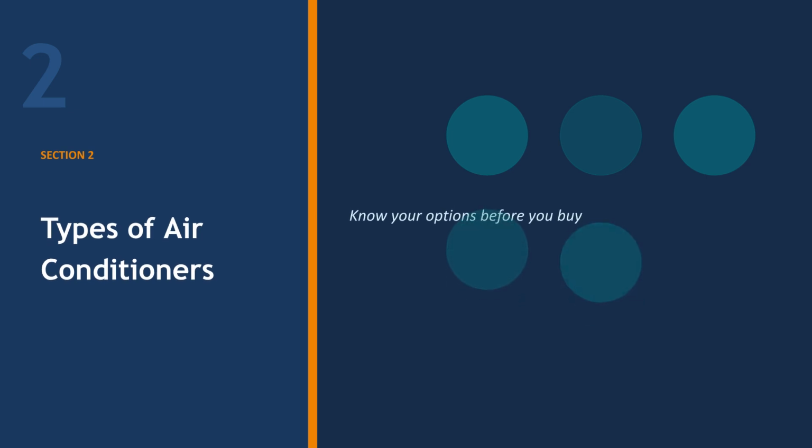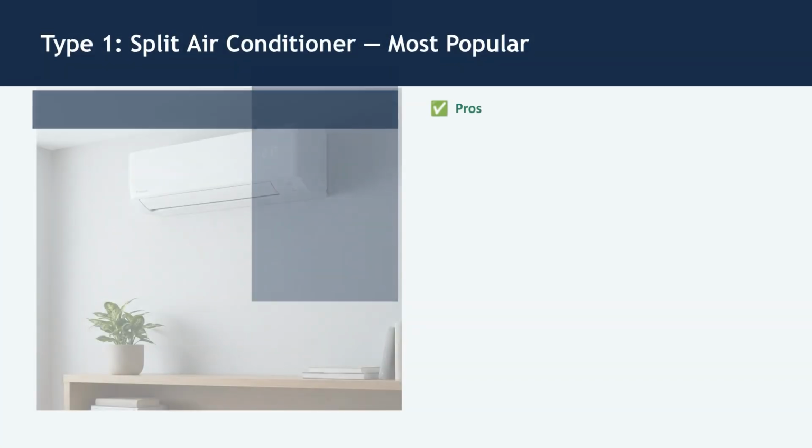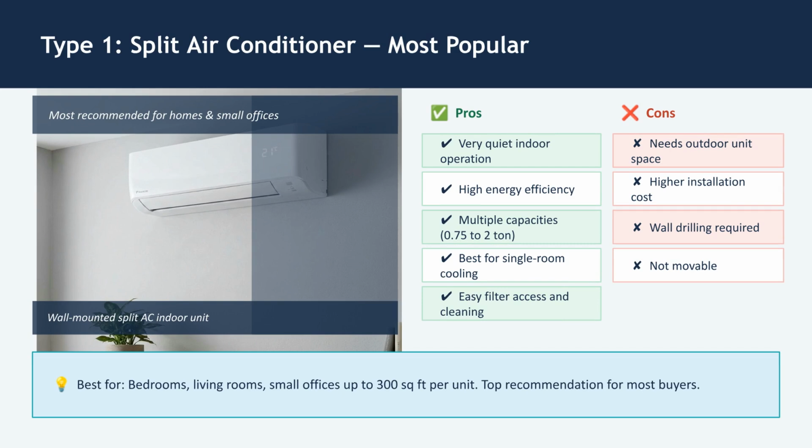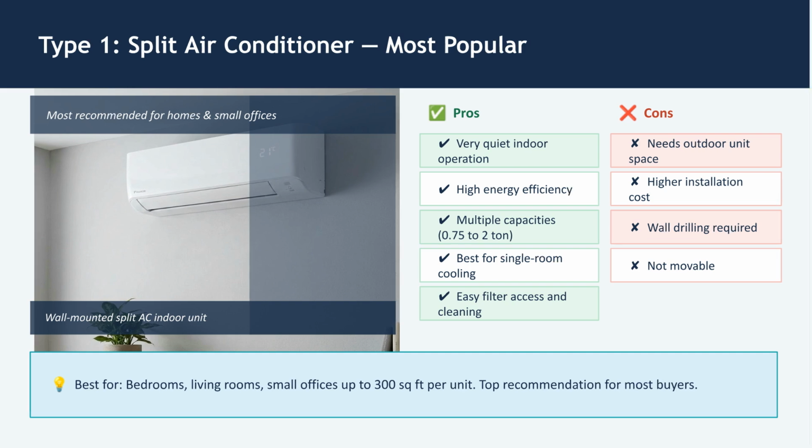Section 2 focuses on knowing your options before you buy. We'll explore the main types of air conditioners to help you choose the best fit for your space. The split air conditioner is the most popular choice for homes and small offices. Pros include quiet operation and high energy efficiency. However, they require outdoor unit space and wall drilling, which increases installation costs.